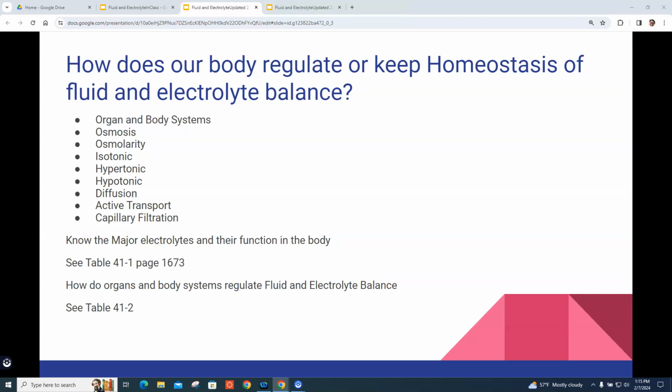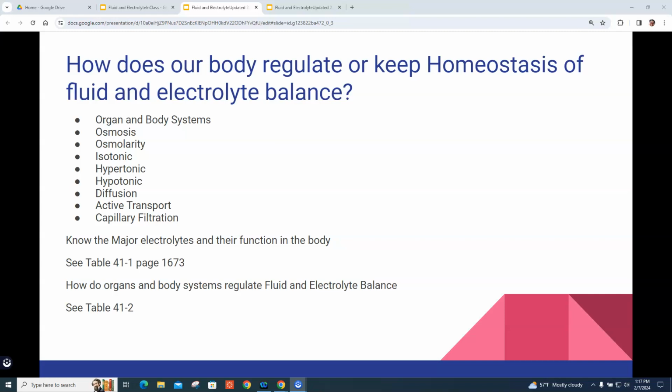So I want you guys to look at this table and ensure that you're understanding where the electrolyte is, where it's found normally, and what the functions are, sources and losses, and what the regulation is. I want you to also look at table 41-2 found on page 1674. And this is the table that's going to tell you the organ and body systems related to the regulation of fluid and electrolytes.